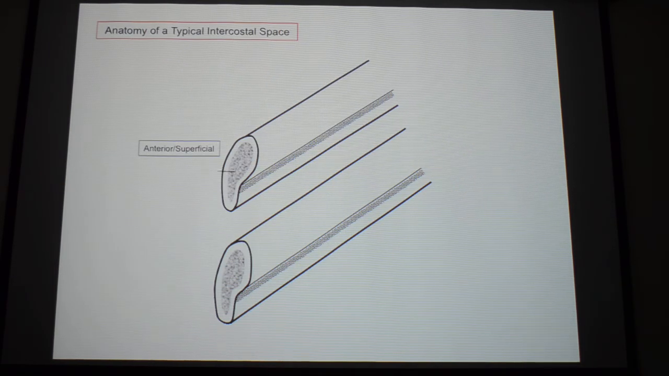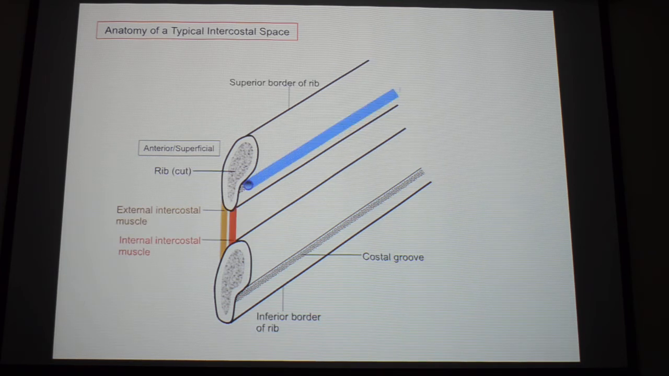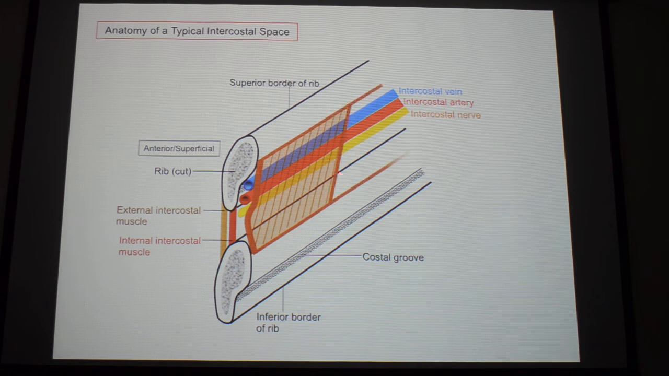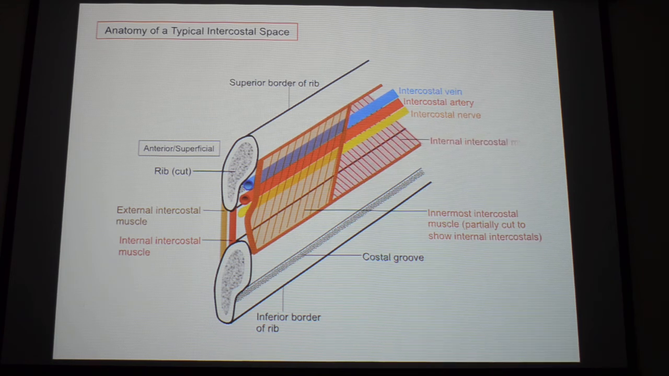So again, we have this neurovascular bundle, and now this is the innermost layer, how it covers it, and you are looking at the innermost layer. And this is in front, the internal intercostal layer. Is that clear? So this is how we have a typical intercostal space.